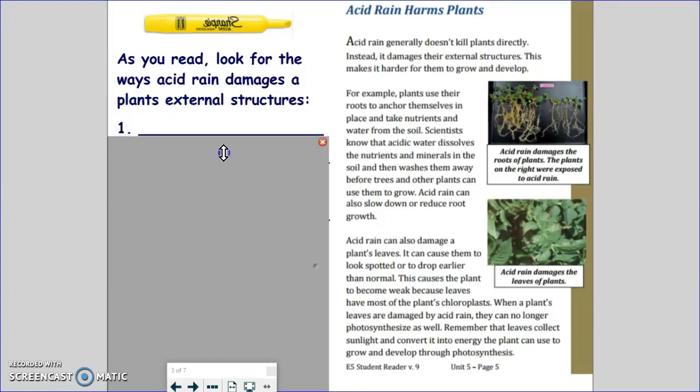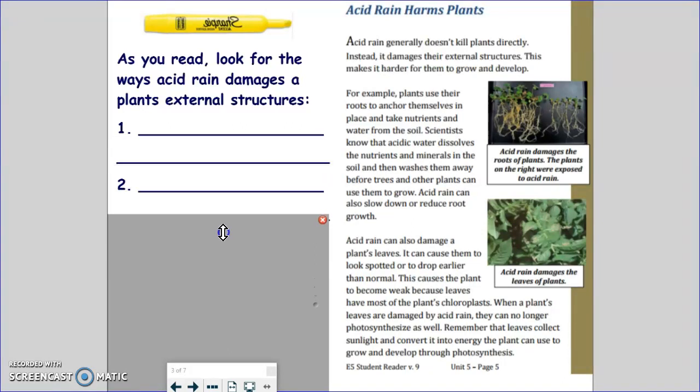As you read this page, look for the ways acid rain damages a plant's external structures. You should be able to find 2 ways. If you'd like, you could number them with your pencil before going to the next page.